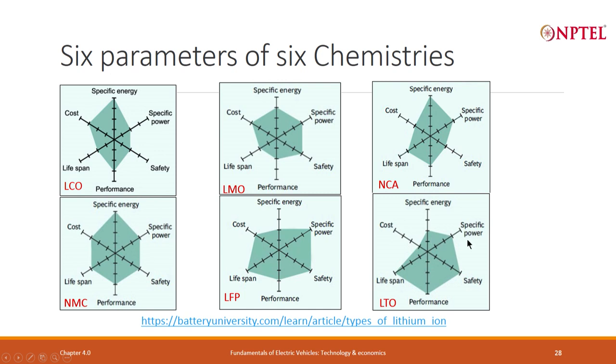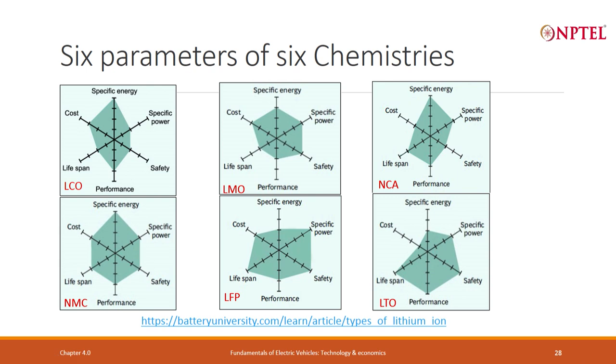LTO on the other hand, very low specific energy, very high cost. This is cost, this is not cost low, sorry. I think I may be making a mistake. Yeah, this tells you how good it is. So sorry, even in NCA, the cost is higher. So, this is a higher cost. Lifespan is very good, specific power can also be very good, performance can be very good, safety can be very good. So, this is a very good diagram.